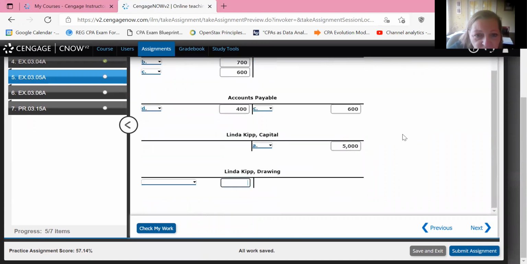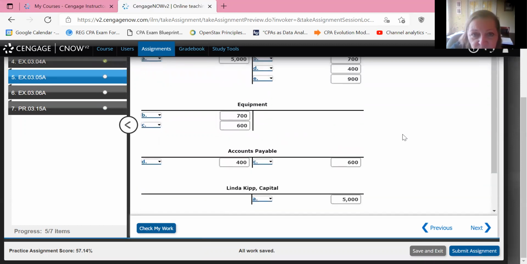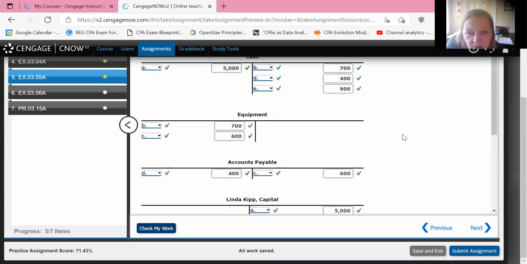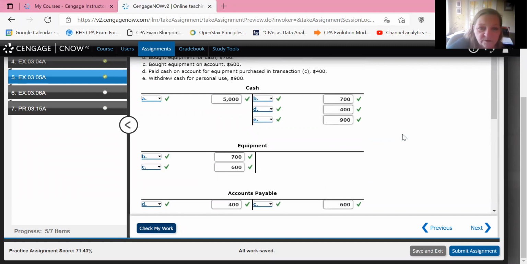How much was it again? 900 and E. Except I can't see it, so I'm just going to scroll down. There it is. Okay, so I'm not going to paste back through it. You could double check it, or I'm just going to check my work. See? Yes, all check marks. So, hey, we're good.